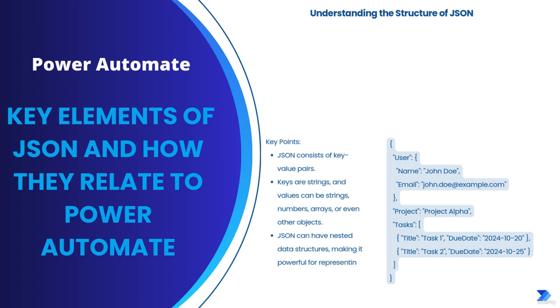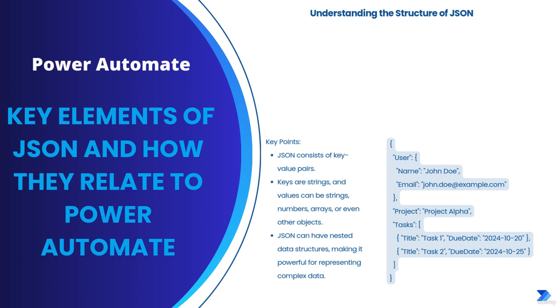In this example JSON, we have an object containing a user object and a tasks array. The user has keys for name and email, while tasks is an array containing multiple task objects, each with a title and due date. JSON can also handle nested structures, allowing you to store rich, complex data all within one object. Understanding this structure is key to parsing. Each key can be referenced later as dynamic content in Power Automate, but this requires knowing how to access and work with each element correctly, especially when dealing with nested objects and arrays.